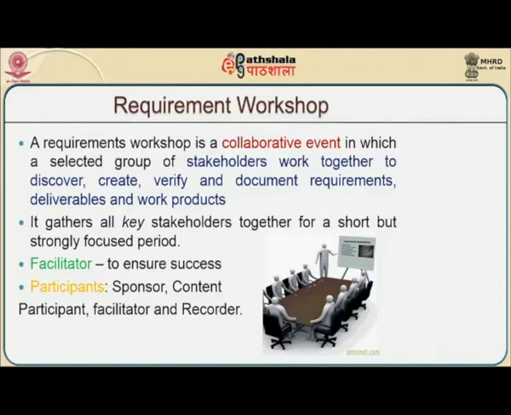One is supposed to be the facilitator who ensures the success of the discussion. The other would be the participants, who will look at the sponsors, content participant, facilitator and a recorder. So, with the active participation of all these members, we can discover a lot of ideas which might be helpful for the next phase of development.